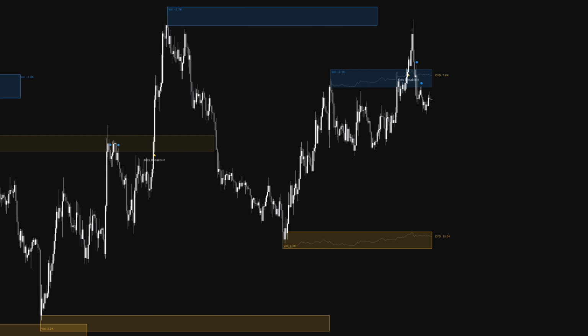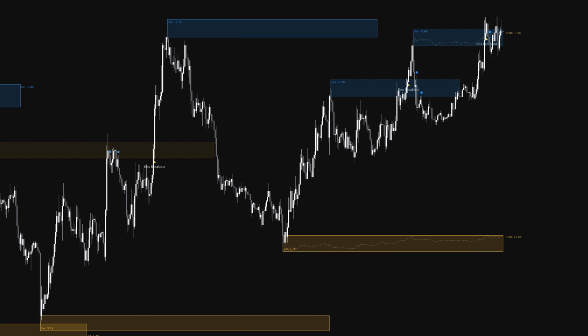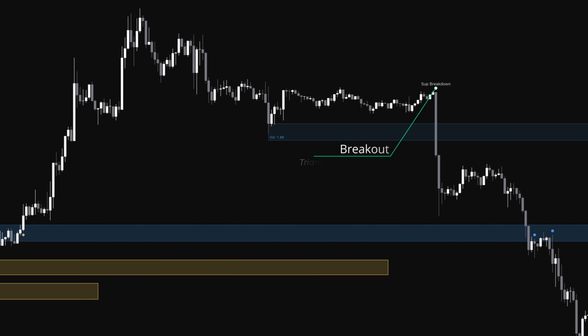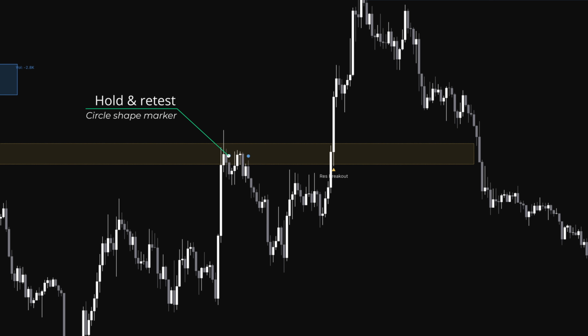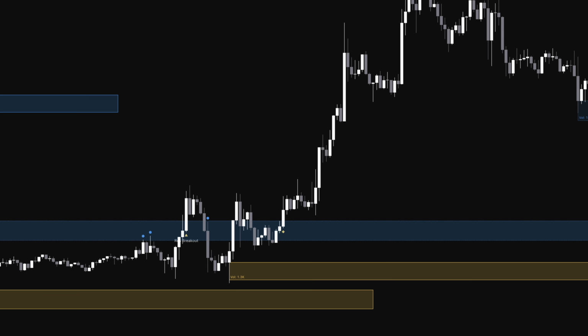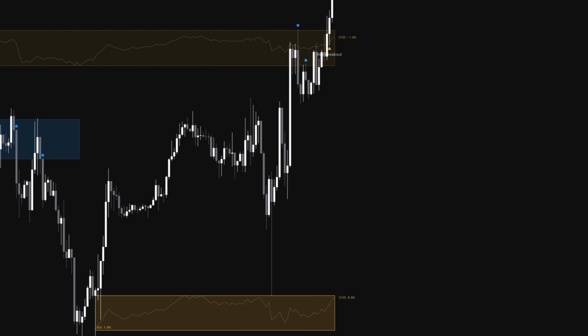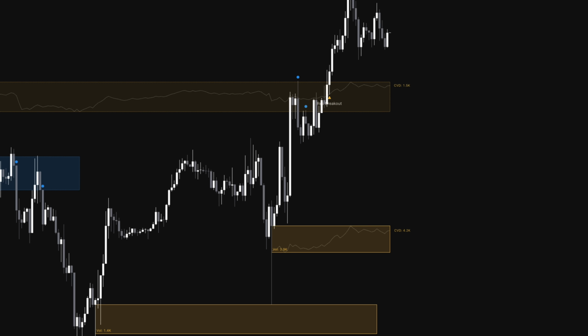When a zone is live, it tracks how price interacts with it and prints markers. A breakout when price closes through. A hold and retest when price returns to the level and respects it. And a flipped retest, where a level that broke is later tested from the other side, resistance becoming support or the reverse. The volume delta line inside the box keeps updating as the zone ages.